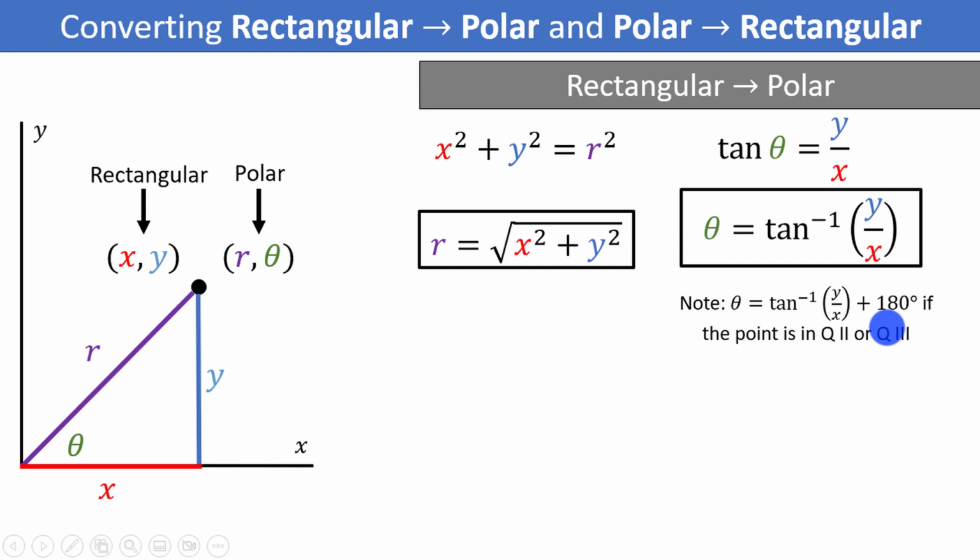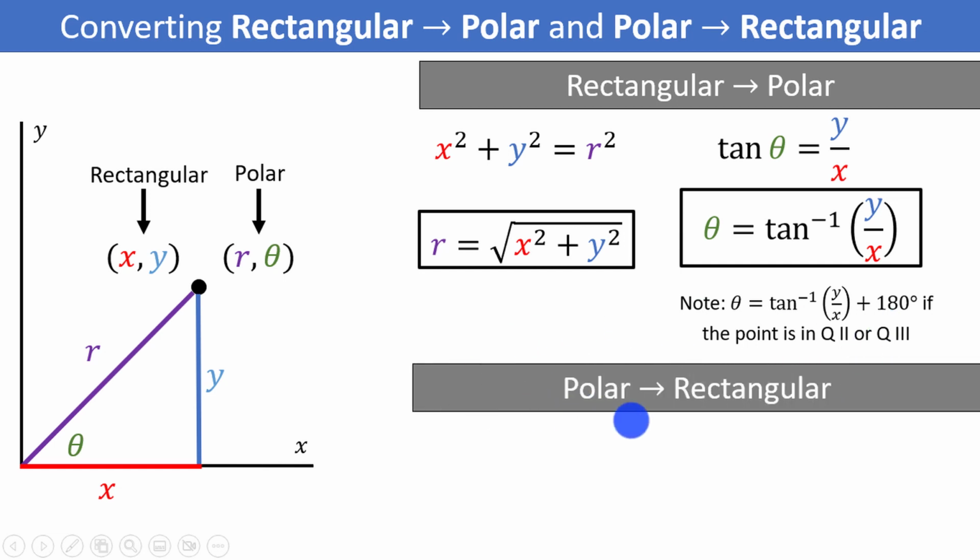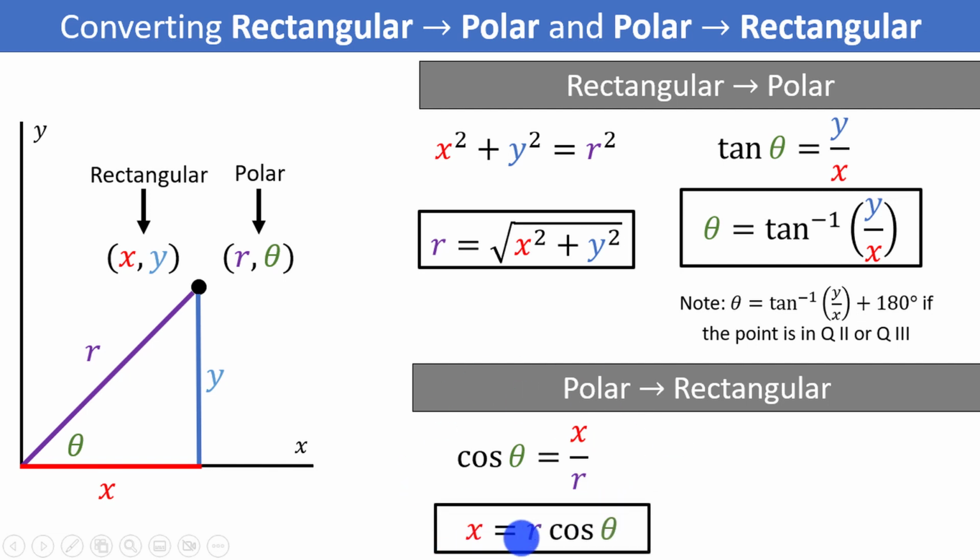Okay, so let's talk about going the other way, if you already have polar coordinates and would like to convert to rectangular. We would have to somehow relate x to r and theta, and y to r and theta. The way we can do that is with cosine and sine. Let's start with cosine. Cosine of the angle theta is the adjacent side divided by the hypotenuse, or x over r. If we multiply both sides by r, we will get that x is equal to r times cosine of theta. So if you already have the polar coordinates r, theta, you can find x by taking r and multiplying by cosine of theta.